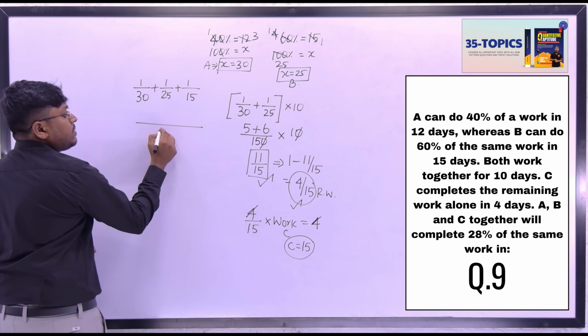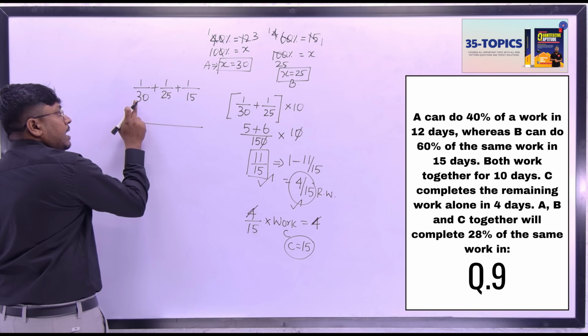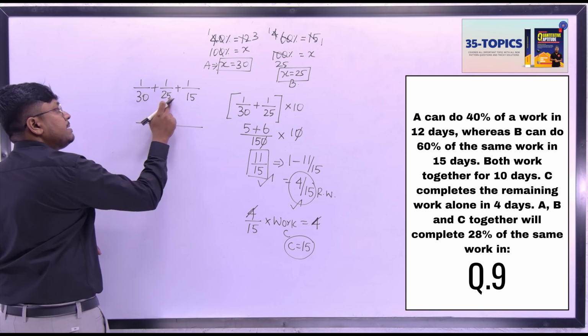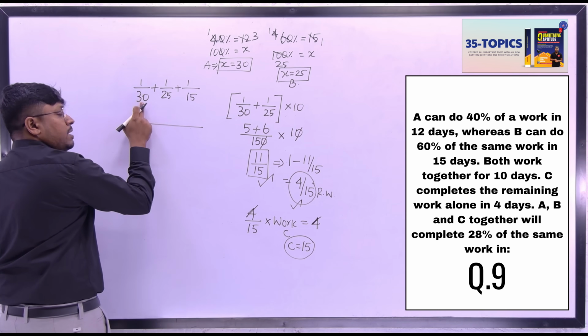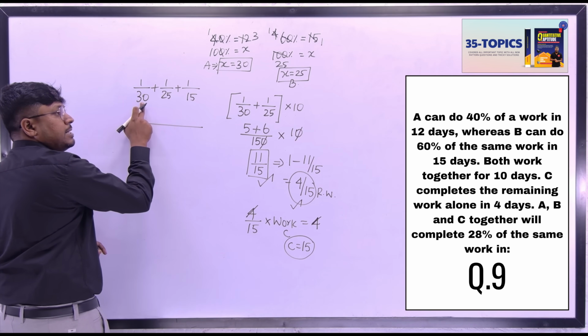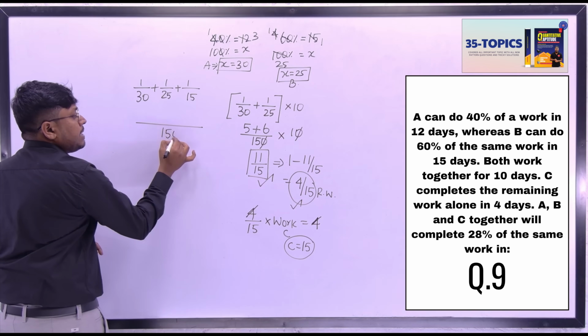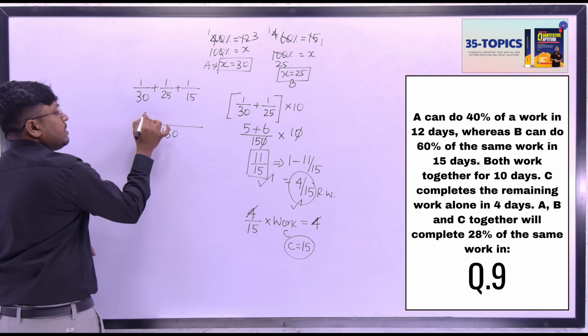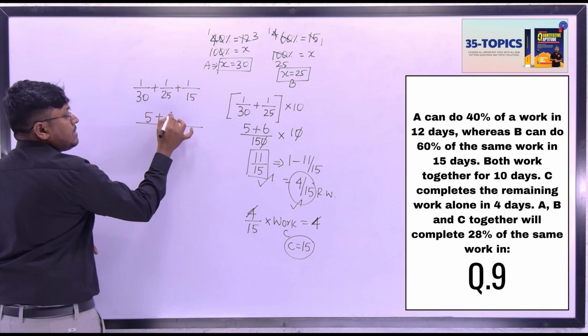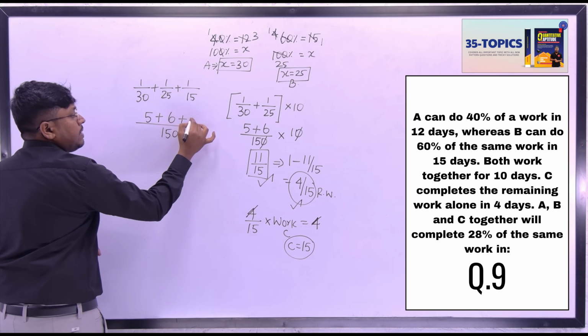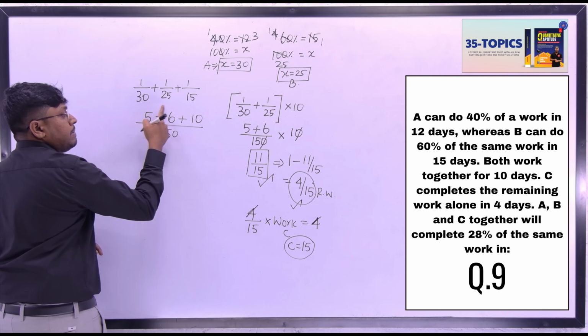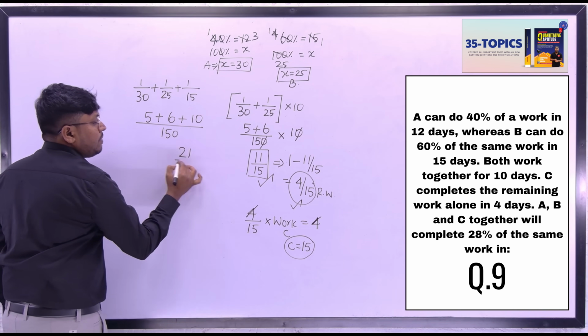Again, the easy way to take an LCM: take the bigger number, check whether this number is a multiple of the remaining number. It's not a multiple. 2 times 60 is not a multiple. 5 times 150 is the multiple of all the numbers. So this will be 5 and this will be 6, right? And this will be 10. So this will be 11. 11 plus 10 will be 21.